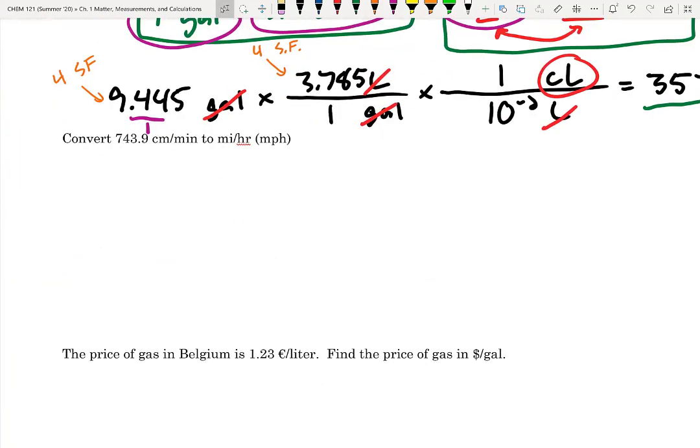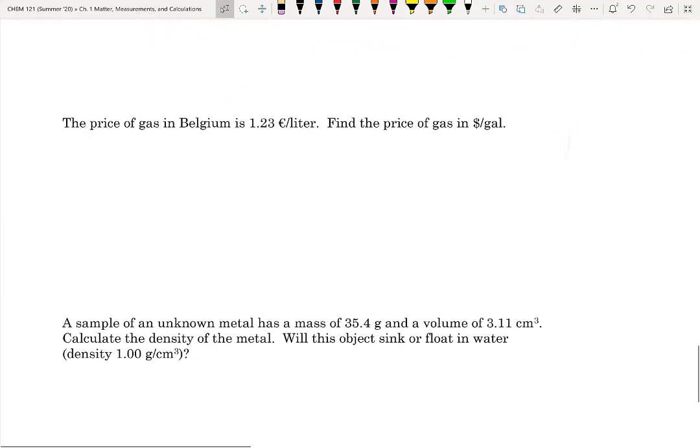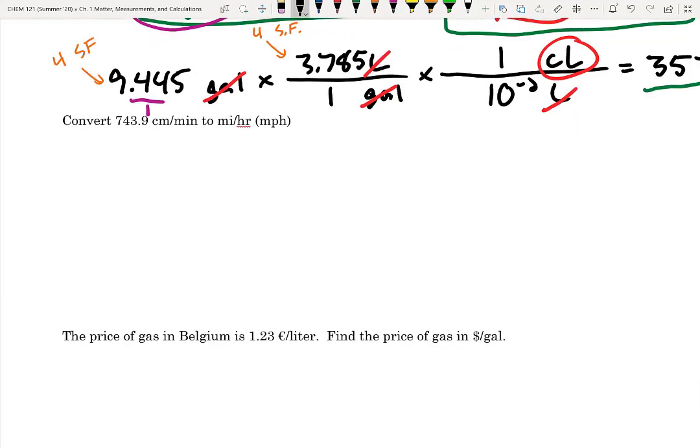All right, the next one's going to be a bit more steppy. Actually, I think the next 3 are. So bear with me on these. The number we're given is 743.9 centimeters per minute, and I like to show this as a fraction: 743.9 centimeters for every 1 minute. So this is a rate problem, but we're trying to convert to miles per hour.